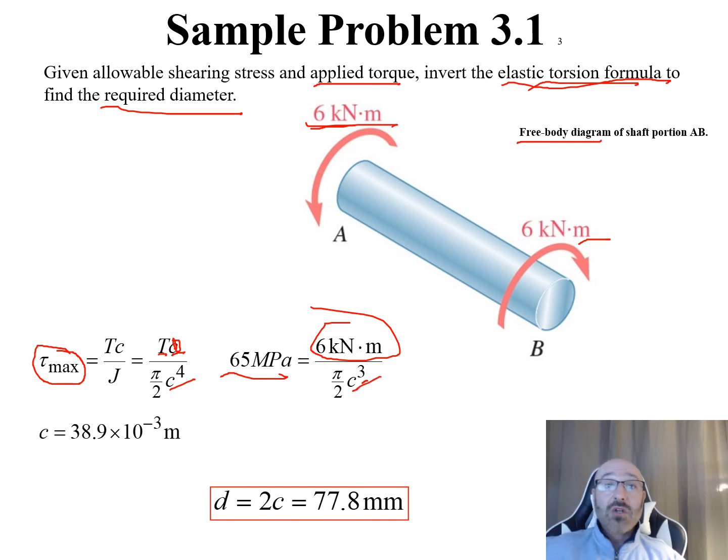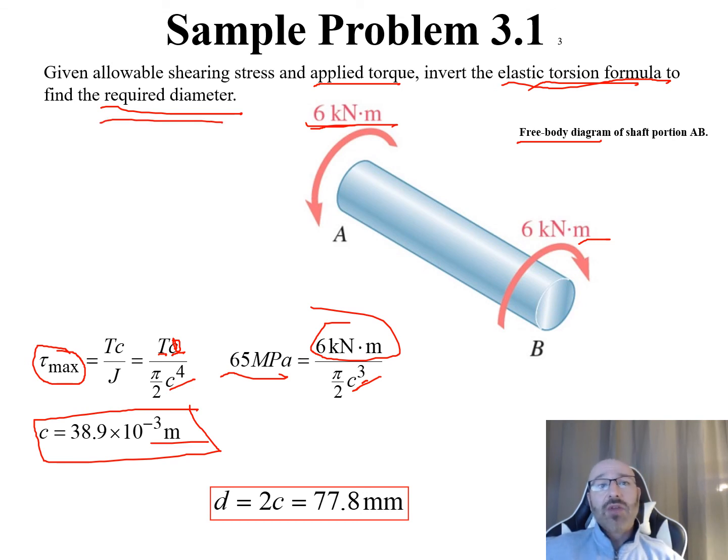Well, now I have one equation and one unknown. I want to back that C out of there. So I reverse that, solve this for C, rearrange. I find that C is equal to 38.9 times 10 to the negative 3rd meters. How does C relate to my diameter? Because that's the required diameter.